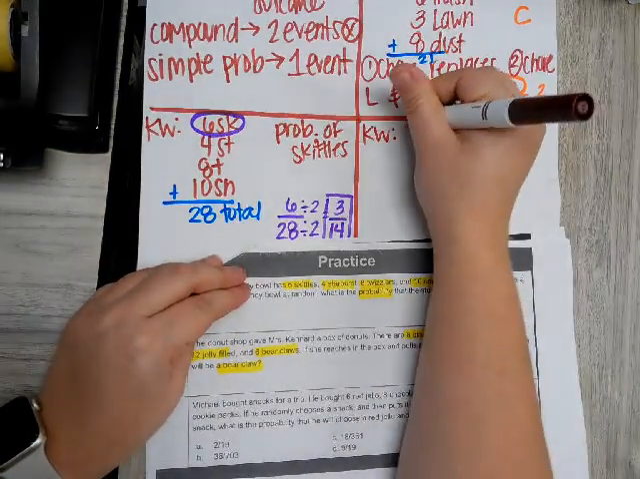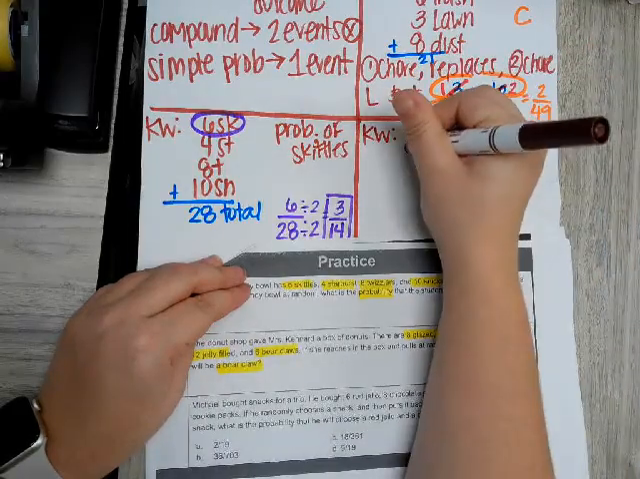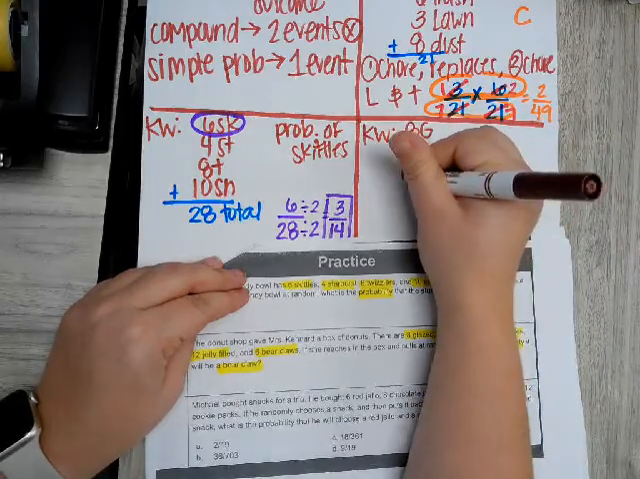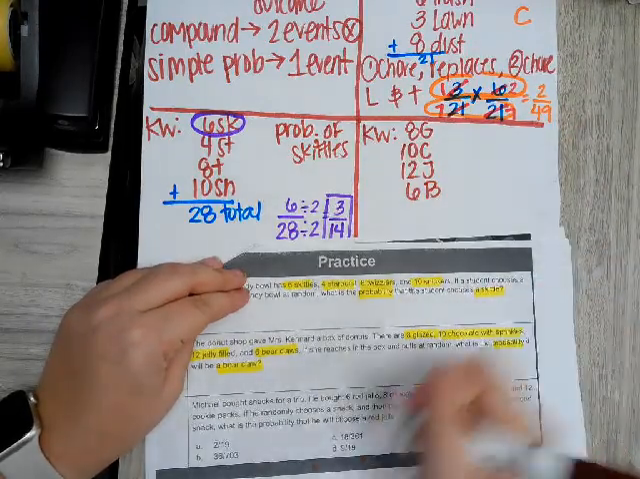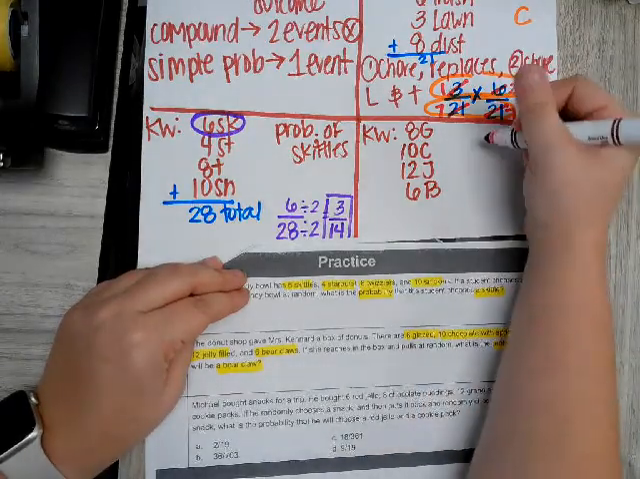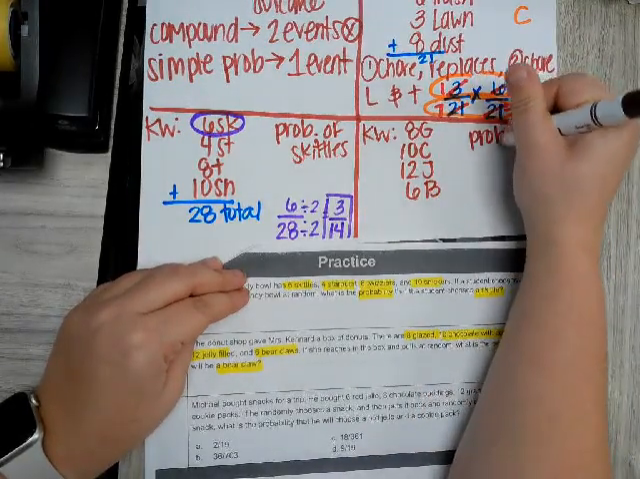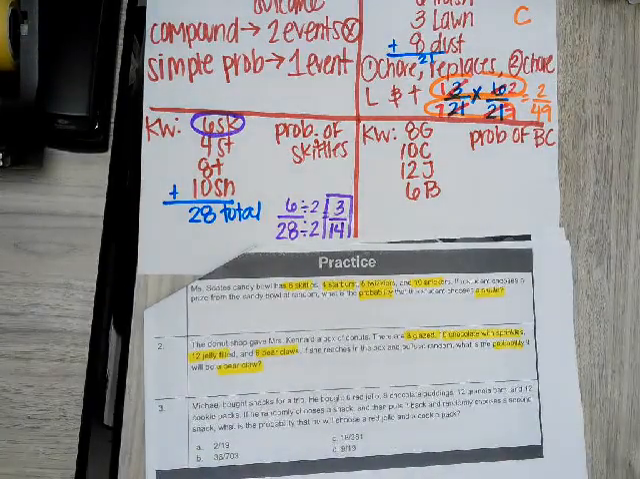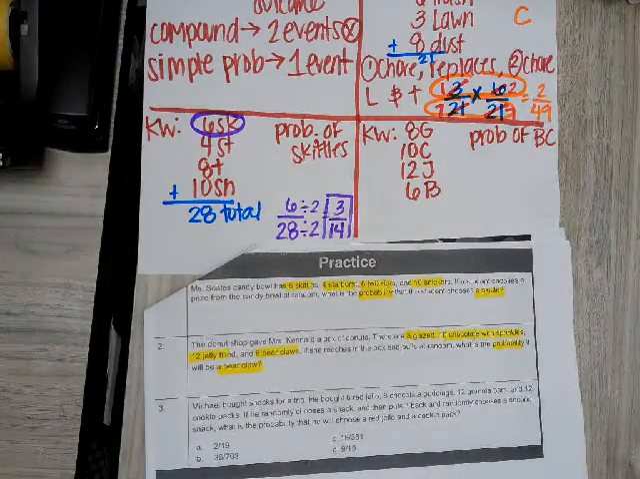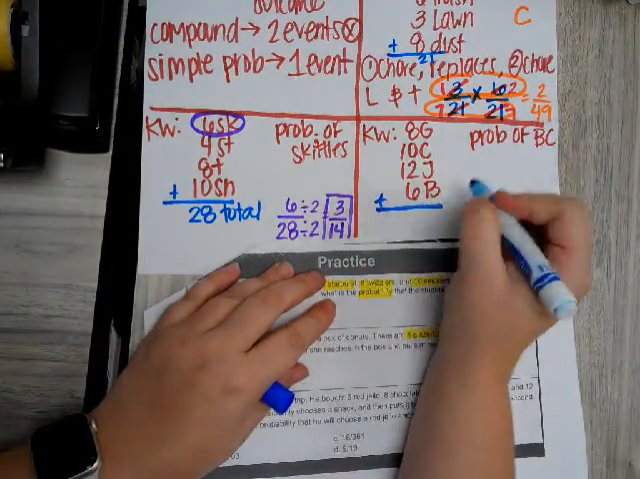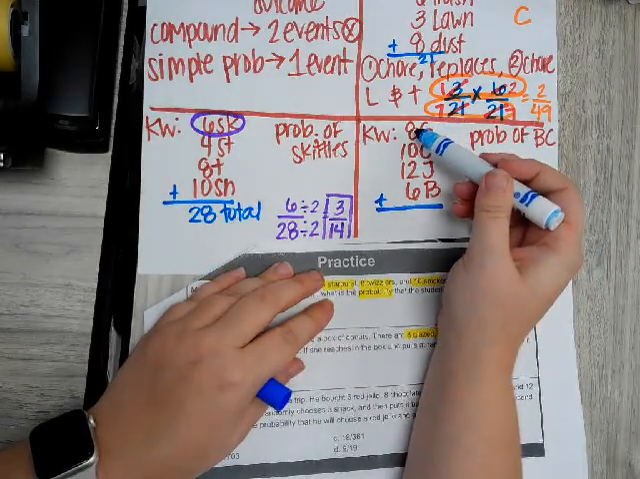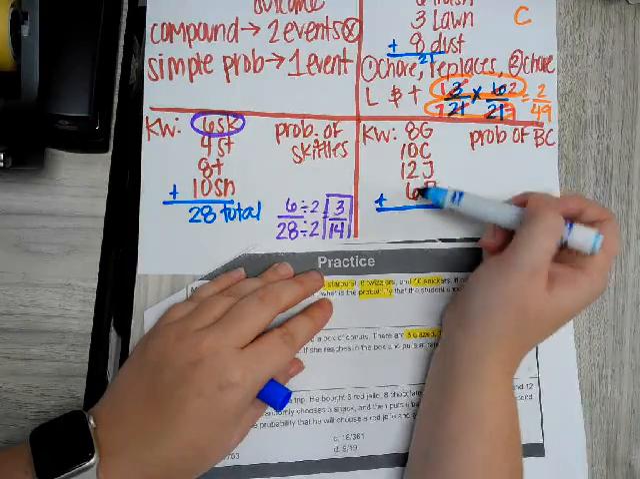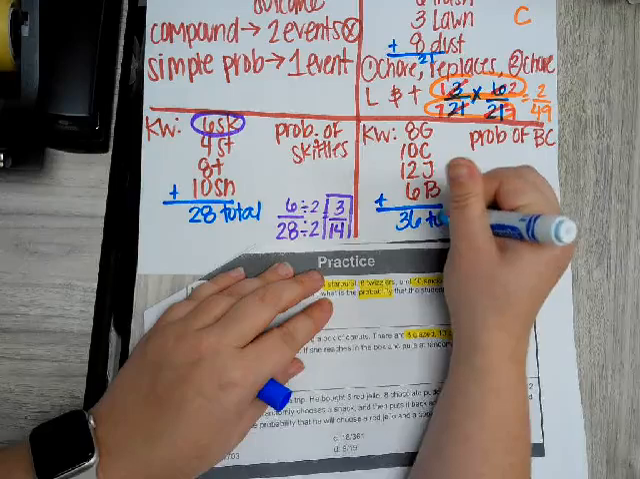So 8 glazed, 10 chocolate, 12 jelly, 6 bear claw. And at random, she's going to pull, they want the probability of a bear claw. Okay, so what are we going to do first? We're going to find our total. 8 plus 10 is 18, plus 12 would be 30, plus 6 would be 36. So 36 total donuts.